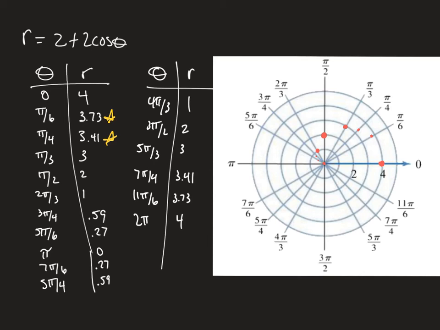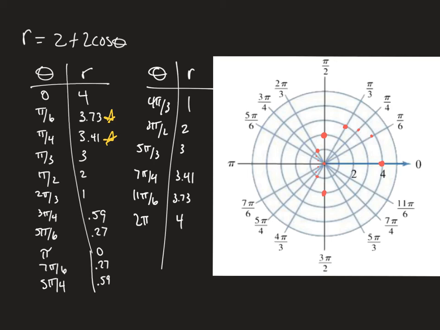Okay. At 7 pi over 6, we're going to be at 0.27. Okay. So 7 pi over 6, we're at 0.27. So I'm back out here-ish. At 5 pi over 4, we're going to be at 0.59. So now it's a little bit further out than when I was at 3 pi over 4, but that's all right. At 4 pi over 3, we're at 1. That we can actually make a little bigger. And then 3 pi over 2, we're down at 2.